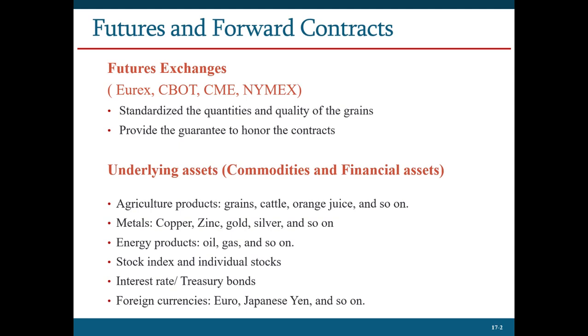In addition to stock indexes, stocks, and bonds, we also have foreign currencies as underlying assets of futures contracts. Here we have major currencies that can be traded in a futures contract, such as the euro, Japanese yen, Swiss franc, and so forth. Foreign currency futures contracts are a very useful tool for multinational companies to manage the risk in foreign currency exchanges.